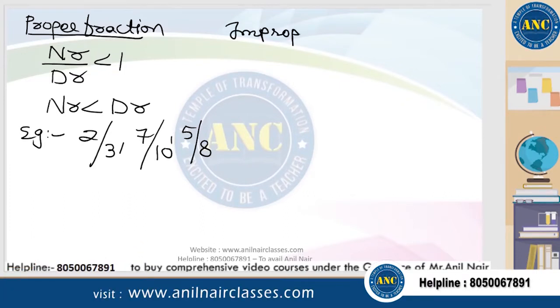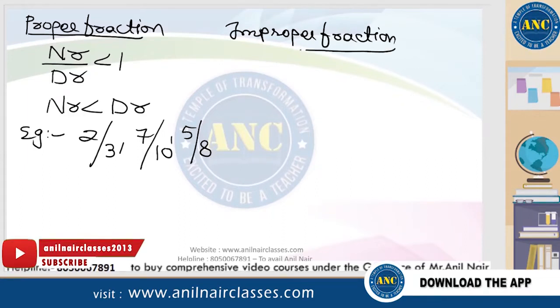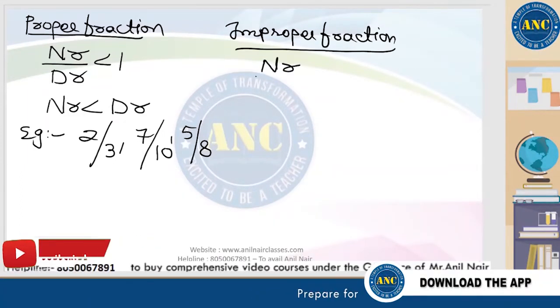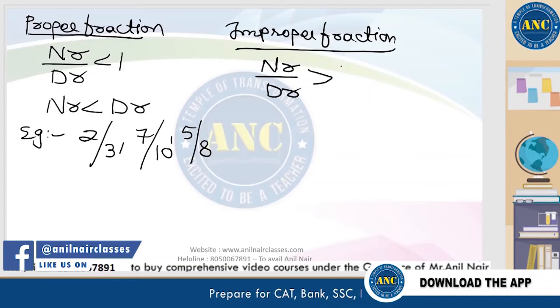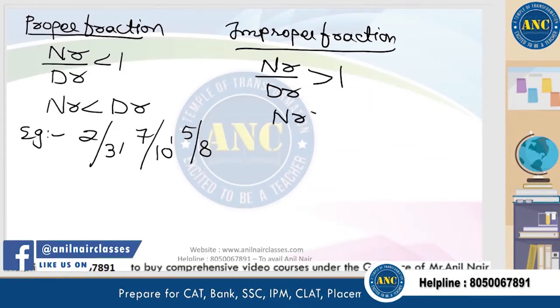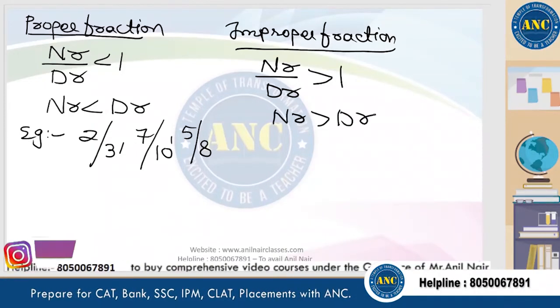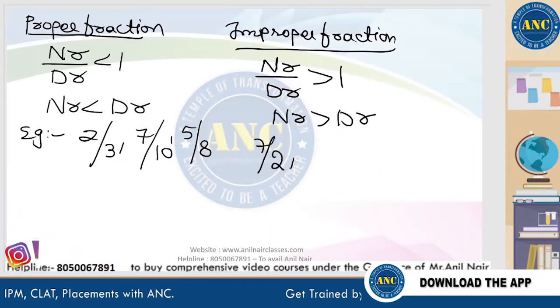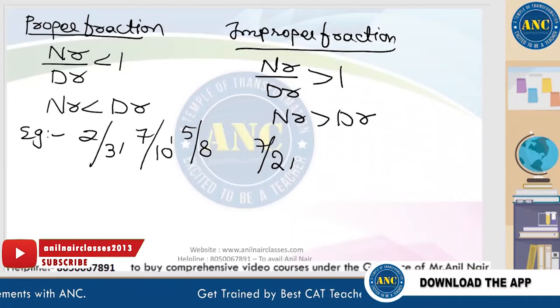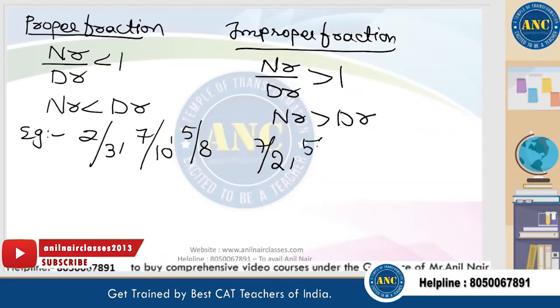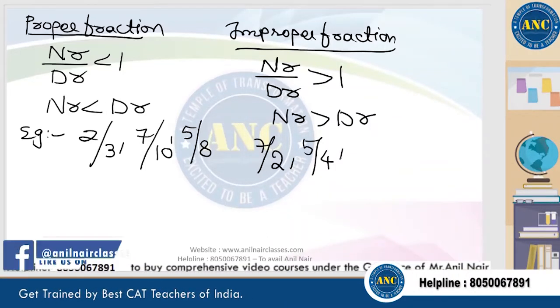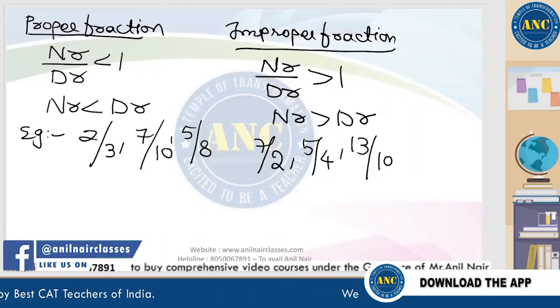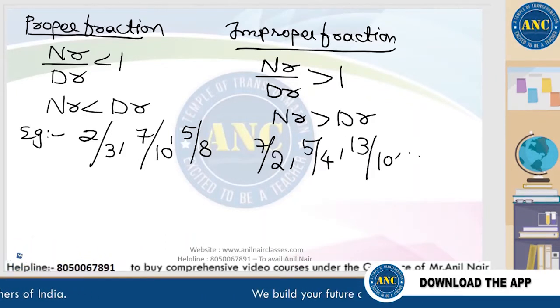An improper fraction means one which is not proper. The numerator by the denominator is greater than 1. That means the numerator is greater than the denominator. Examples are 7 by 2, where 7 is greater than 2; 5 by 4, where 5 is greater than 4; and 13 by 10, where 13 is greater than 10.